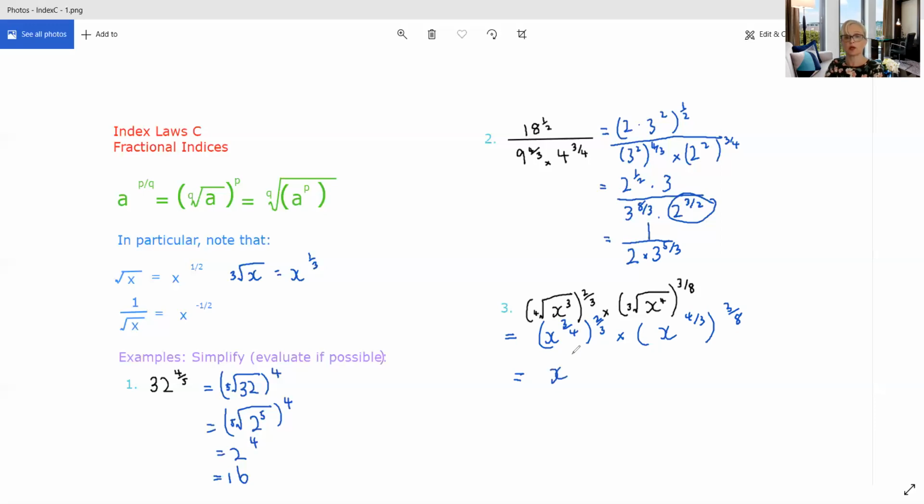So you'll get x to the 1/2 times 4/3 times 3 on 8. You're also going to get x to the 1/2. And using our index laws, we're multiplying powers with the same base, so we're going to add the indices. So all of this mess here is just x.